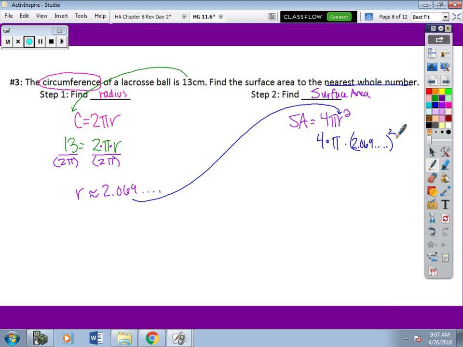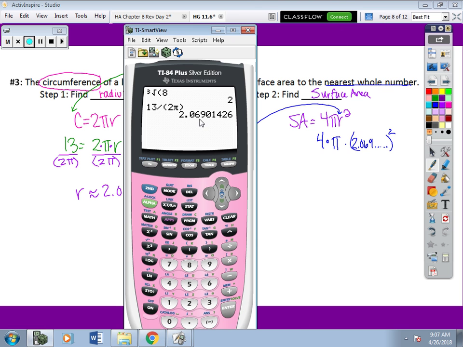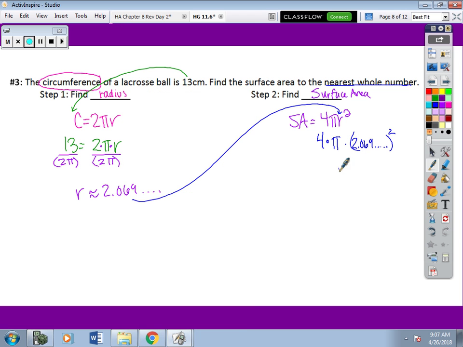So the easiest way to do this in your calculator is just to take the answer you have sitting there and square it first. So do this part, hit enter, and then multiply that times 4 and times pi. You also could store it for x or use the answer feature. So we should get 53.79, rounded to the nearest whole number would be 54 square centimeters.